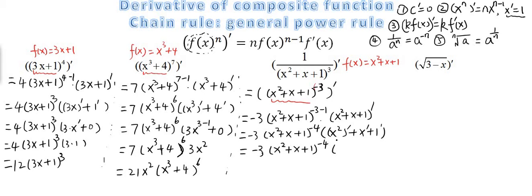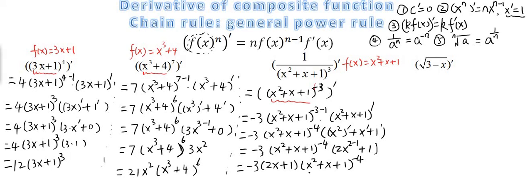And for this term, x squared, we can follow the power rule or formula 2. That is 2x to the power n minus 1. And the second term, x, its derivative x prime equals 1. Derivative of 1 is 0. Okay, and then we can simplify it. Negative 3 times (2x plus 1) times (x squared plus x plus 1) to the power negative 4.